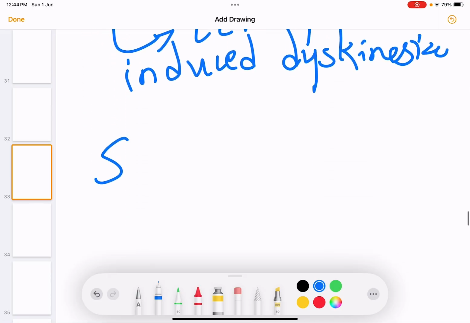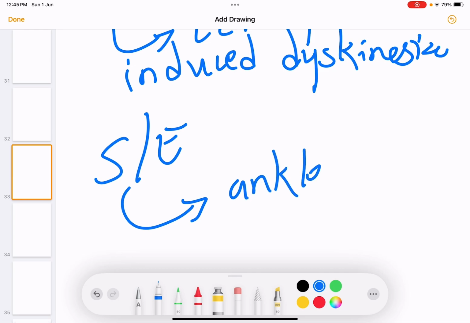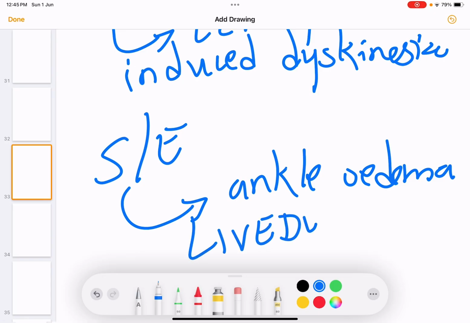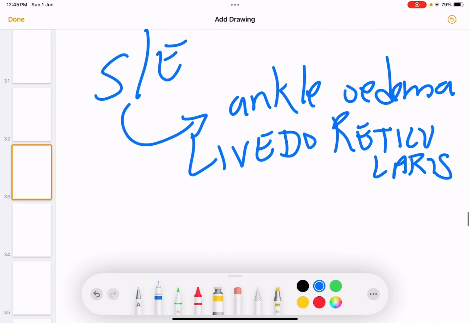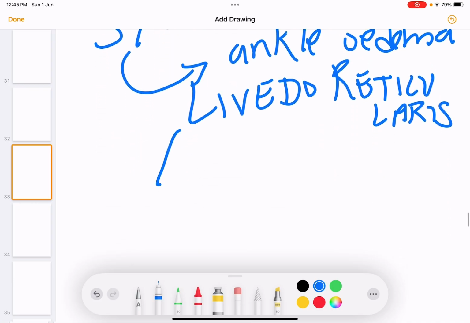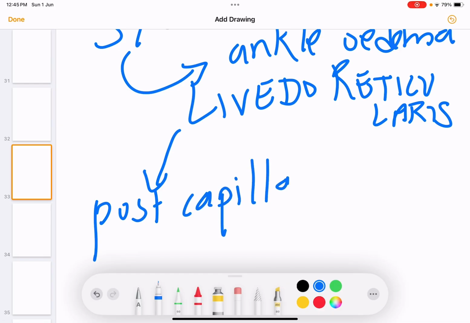Now what are the side effects? One is ankle edema and the second is livedo reticularis. So what is livedo reticularis? It is bluish discoloration near the ankles, which is due to post capillary venoconstriction.